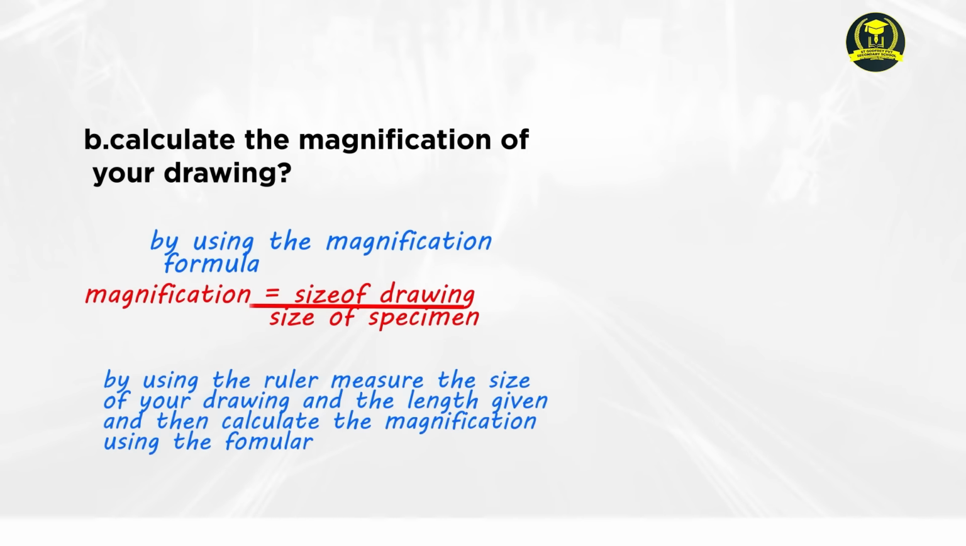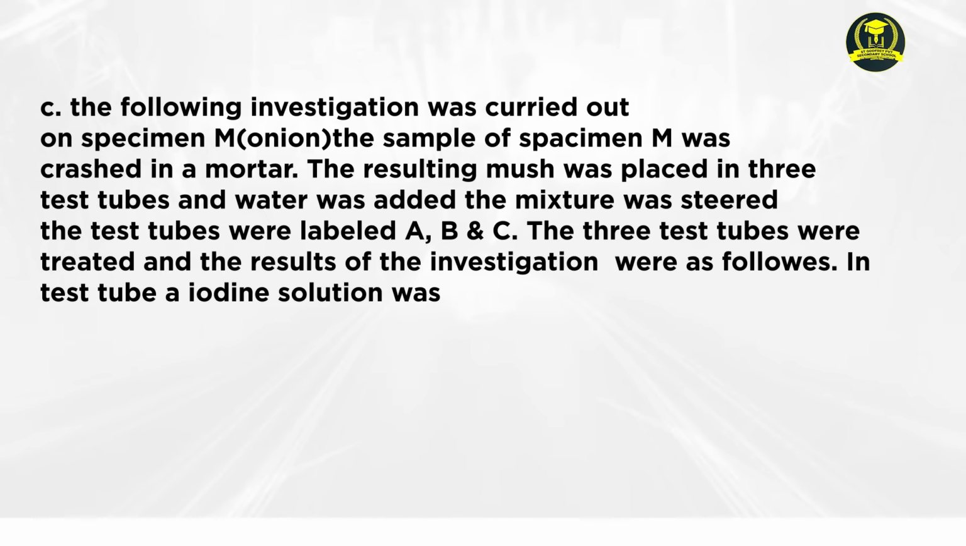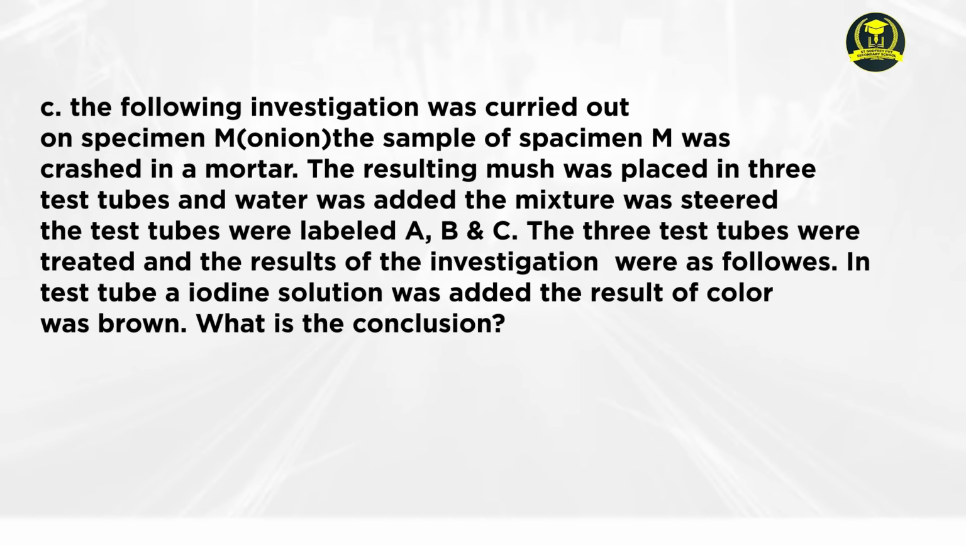By using the ruler, measure the size of your drawing and the length of the specimen given, and then calculate the magnification using the formula. Question C. The following investigation was carried out on specimen M, which is the onion. A sample of specimen M was crushed in a mortar. The resulting mash was put in 3 test tubes and water was added. The mixture was stirred, and the test tubes were labeled A, B, and C.